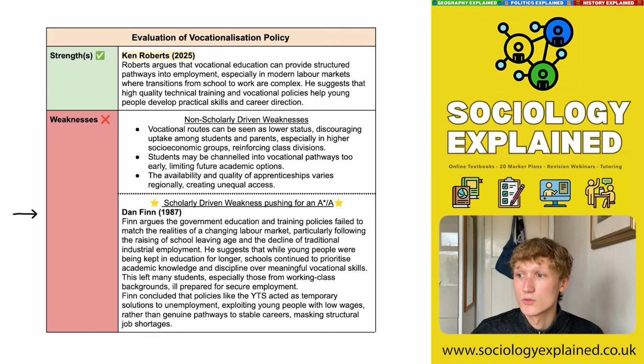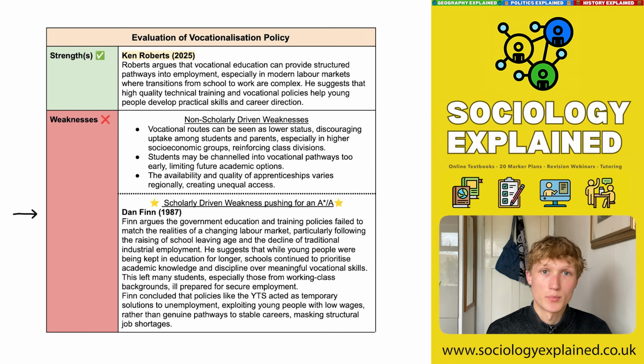A kind of key scholar who criticises this is Dan Finn, who argues that the government and education training policies, while they sort of try, they fail ultimately to match the realities of the changing labour market, particularly following the decline of traditional industrial employment and raising the leaving age of school. So he says that schools still continue to prioritise traditional academic knowledge over sort of meaningful vocational skills. And that many students, particularly those from working class backgrounds, leave school then feeling ill-prepared for working life and for employment, and often struggling to secure employment, and that these policies are sort of like putting a plaster over a much bigger problem.